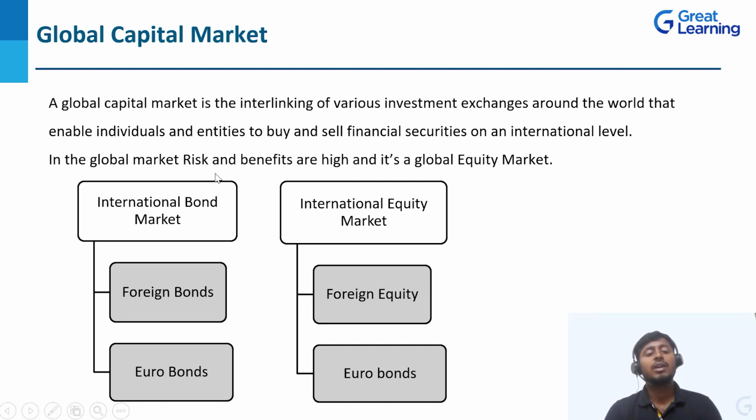So in the global market, risk and benefits are high. The risk is also very high and the return is also very high in the global capital market, because it is purely depending on the entire country's economic conditions. For example, if I'm going to invest in an XYZ country company, at that time the whole economic status of that company or of the country is a factor.